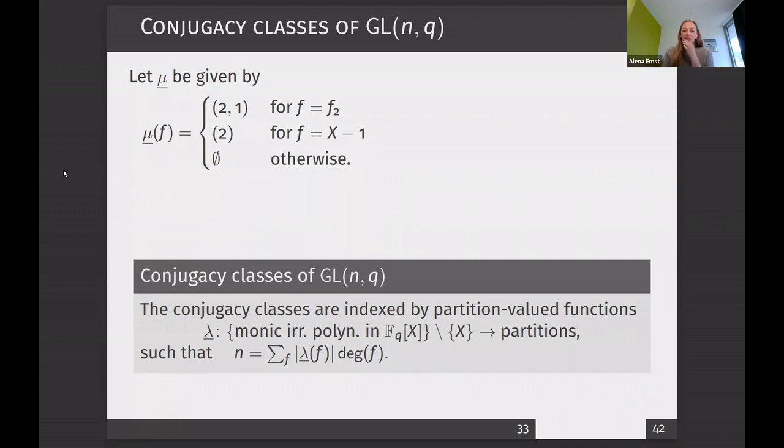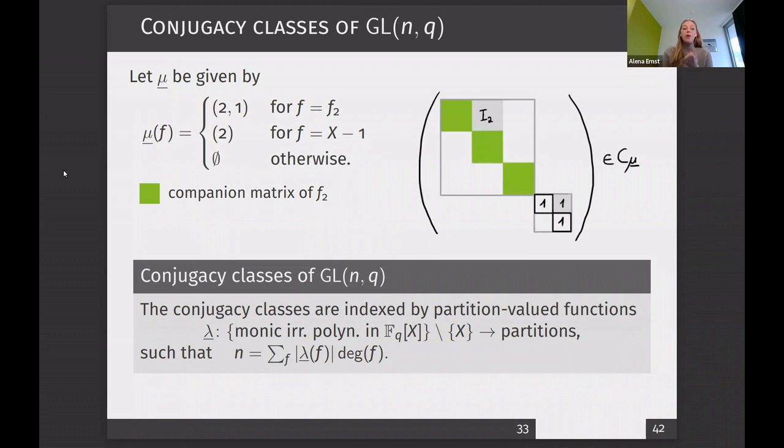So visualizing this and taking the green box to be the companion matrix of f2, we get the following representative of the conjugacy class corresponding to our mu. So here we see that we repeat the companion matrix of f2, first of all, 2 times, which corresponds to the 2 in this partition. And since there is a number larger than 1, we will add in the identity matrix of appropriate size. And then we have another 1 in the partition, so we add another box which is a companion matrix of f2.